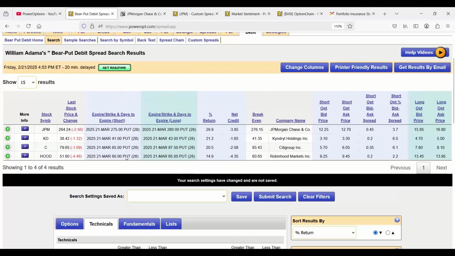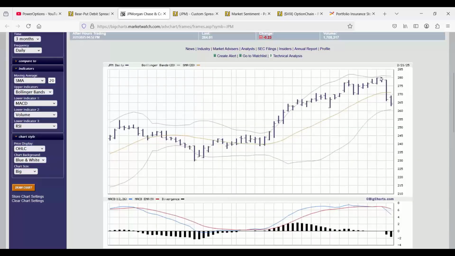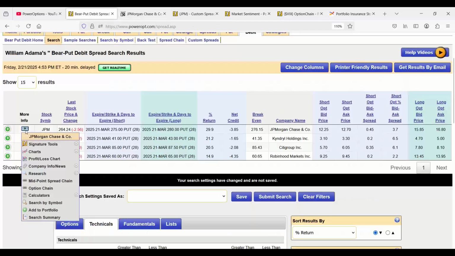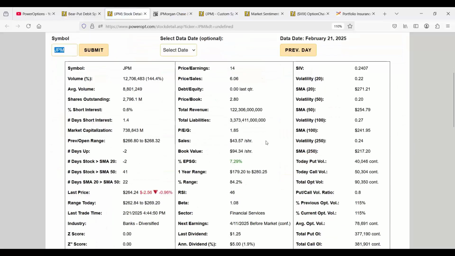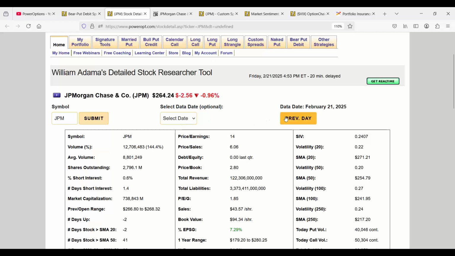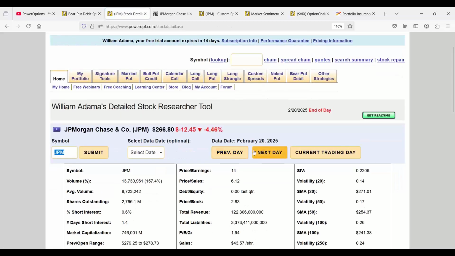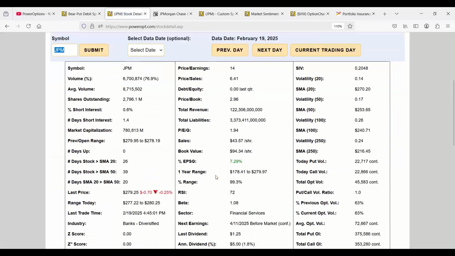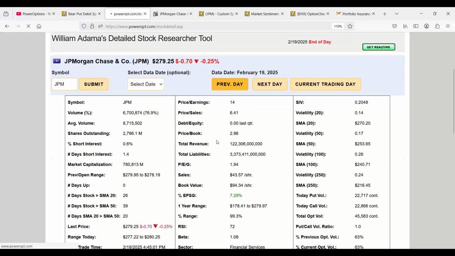But JP Morgan, this is here. And as we looked at the chart 2 days ago, that's when the big drop happened. And then another drop happened. Why did that happen? Well, let's go to research and let's go to stock research. Next earnings is 4/11, but let's go back 2 days. All right, to go back to February 19th. Okay, it's still there.